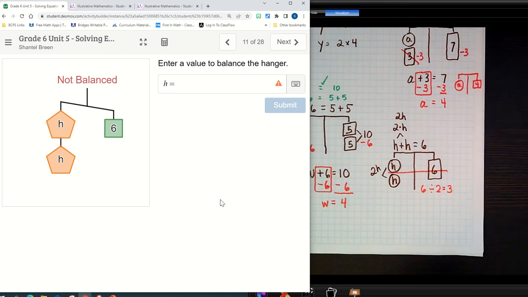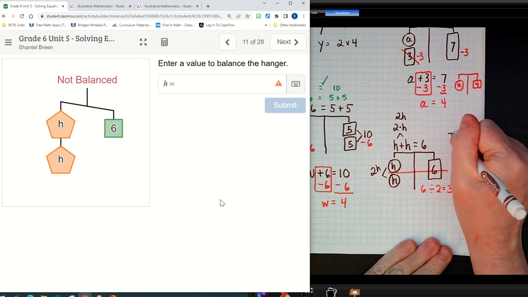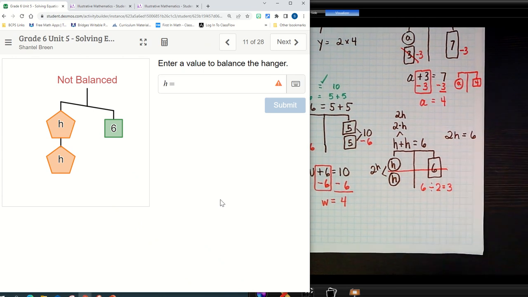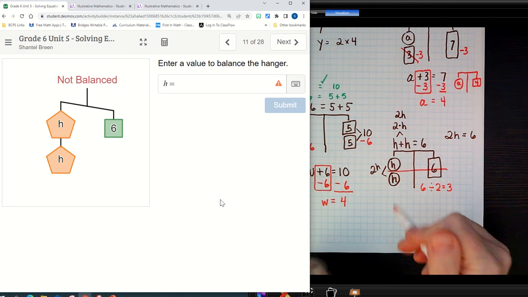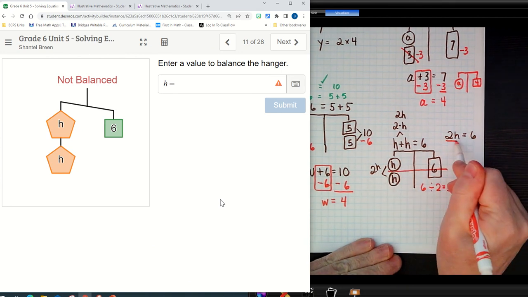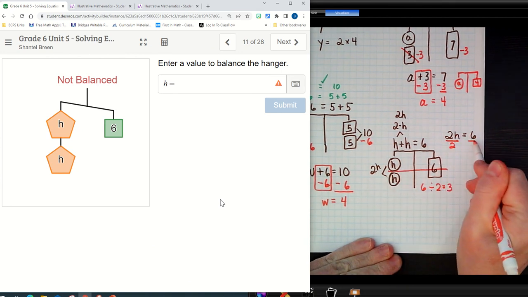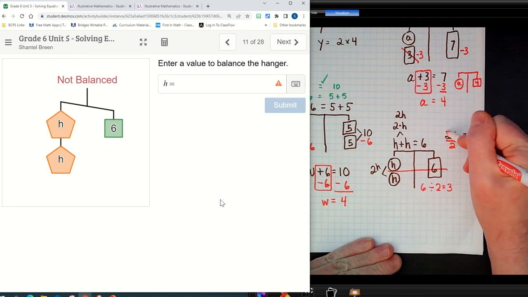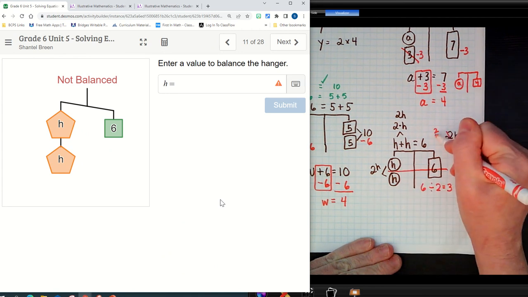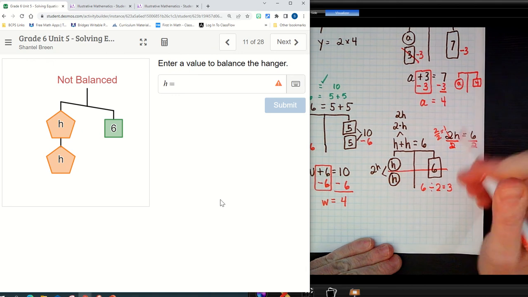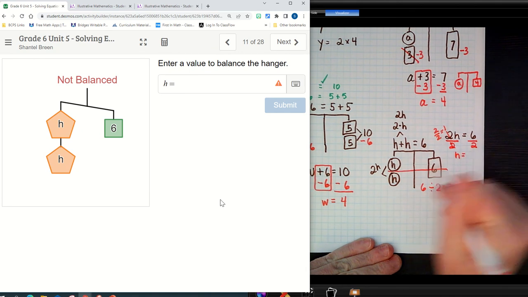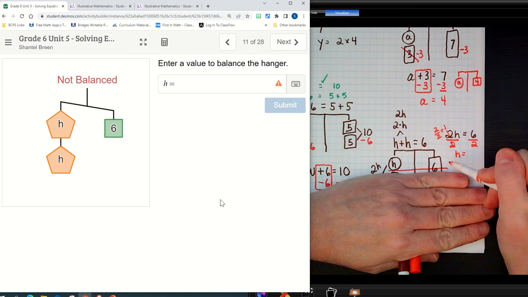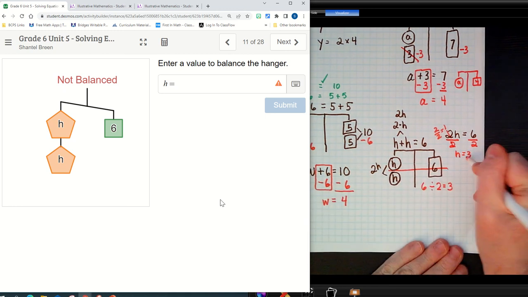Now, let's look at it mathematically. 2H equals 6. If I divide both sides by 2. I divided this by 2. I divided this by 2. 2 divided by 2 gives me 1H because 2 divided by 2 is 1. And that leaves me with my 1H. There's my 1H. See how I split it in half? So there's my 1H. And now 6 divided by 2 is 3.